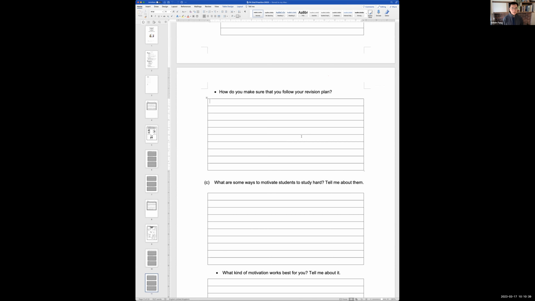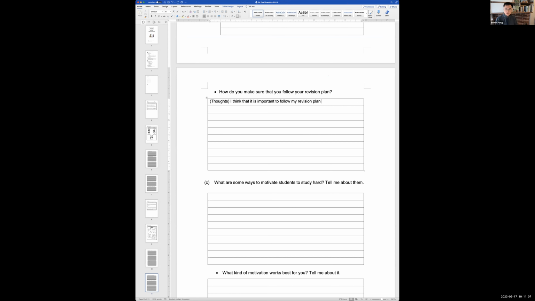So how do you make sure that you follow your revision plan? I'm just going to model this and we'll just follow along. Then the next one, I'll ask some of you to try it out. So I'm going to start with my thought. I think that it is important to follow my revision plan.